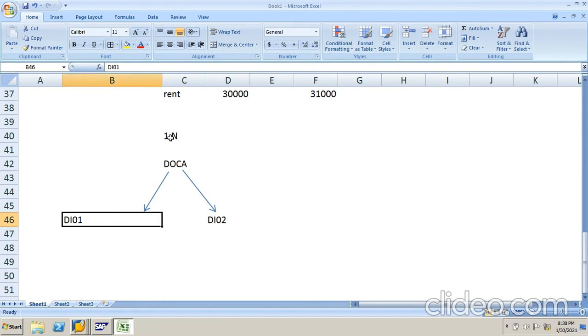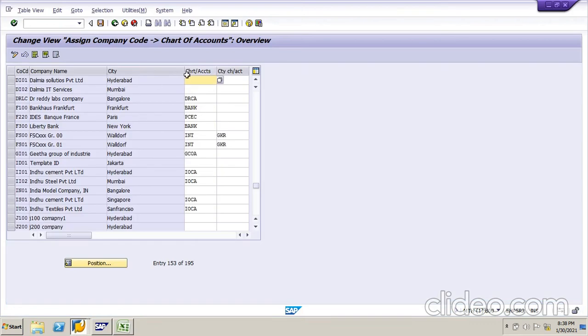Okay, so 1:1 methodology means one chart of account is for one company code. So DI01 one company code, one chart of account, DI02 also one chart of account. So here we are using a 1:n methodology. I'm assigning the same chart of account to the two companies, DI01 and DI02. This is a 1:n methodology.